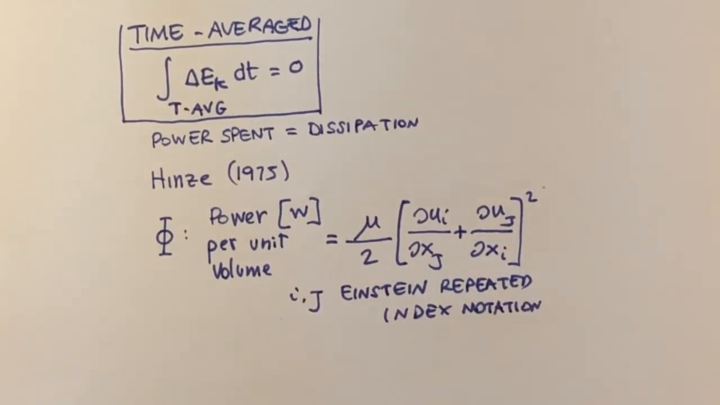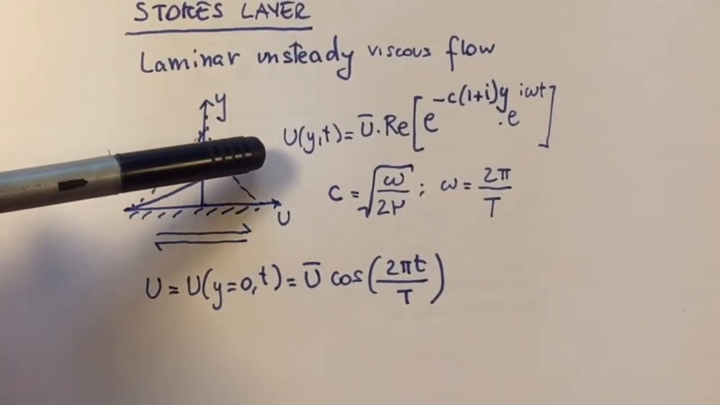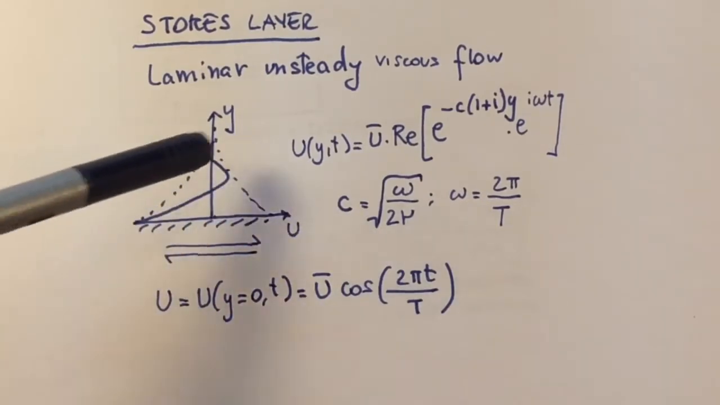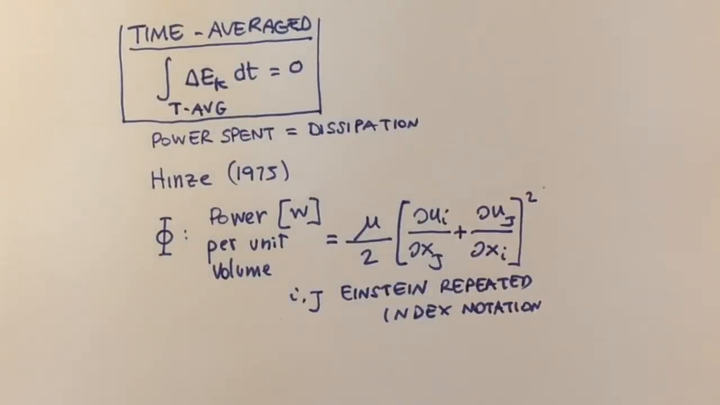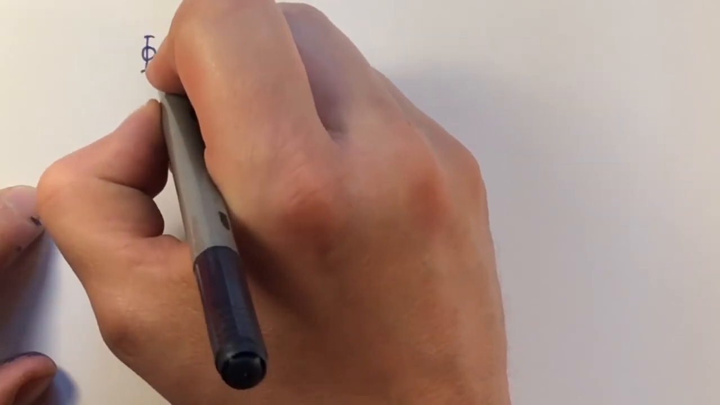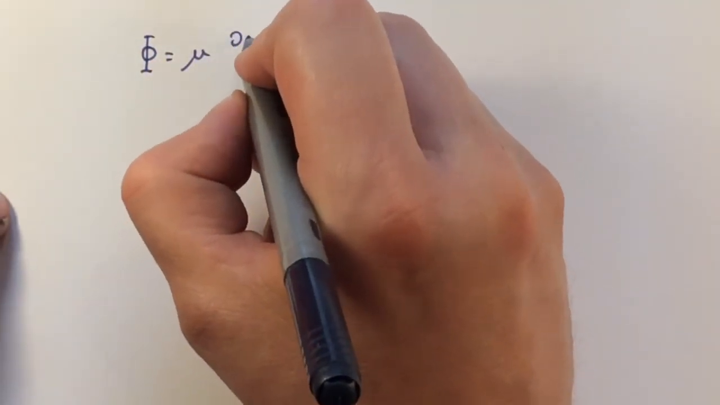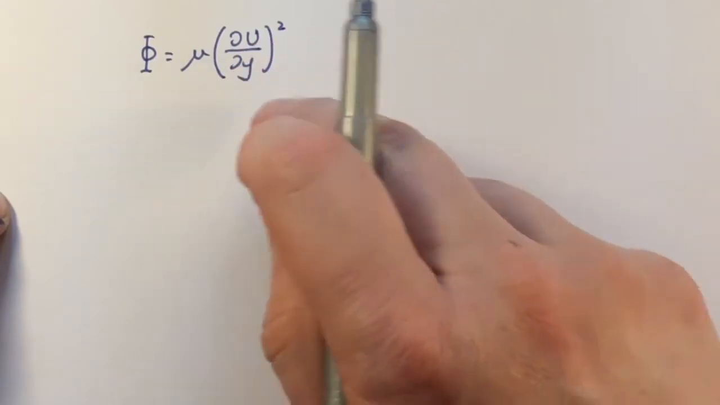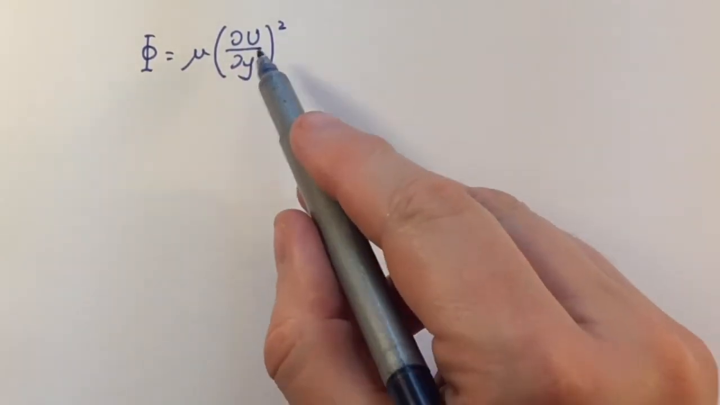Now, if you remember, the velocity of the Stokes layer is this, so u just depends on y and t, so there's only u along the direction parallel to the wall, it just depends on y. So if we substitute that inside this expression, we can find the dissipation, the power dissipated per unit volume. So for the Stokes layer, we have phi equal mu times partial u partial y squared. And we note that the 2 has disappeared because we find two terms that are equal to this square of the gradient.